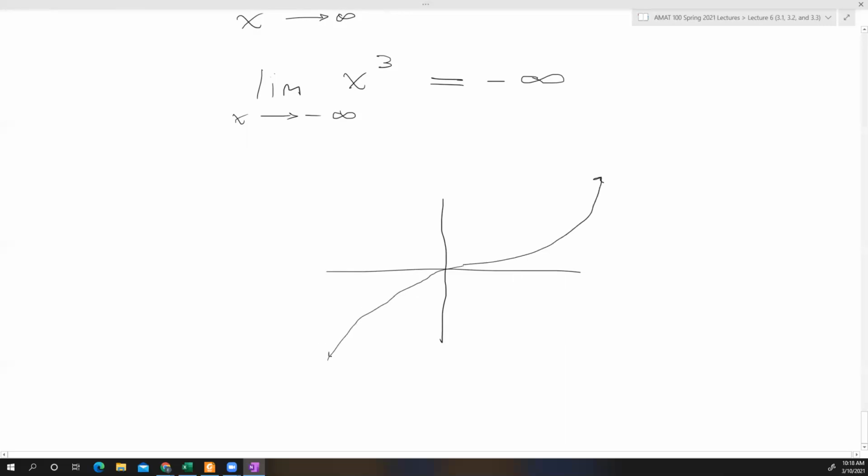You get something like this. So as x is going towards positive infinity, the graph is going up towards infinity. So y, the output, which is equal to x cubed, is going towards infinity. When x is going towards negative infinity, this way, the output is going towards infinity. The graph is going towards infinity.